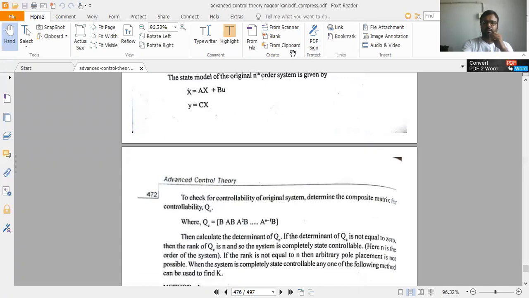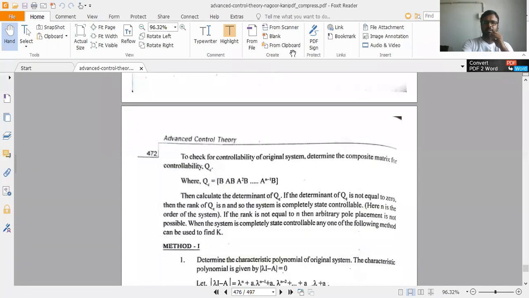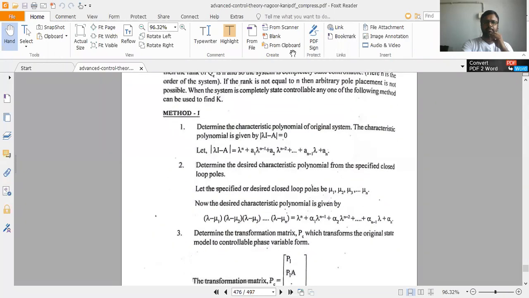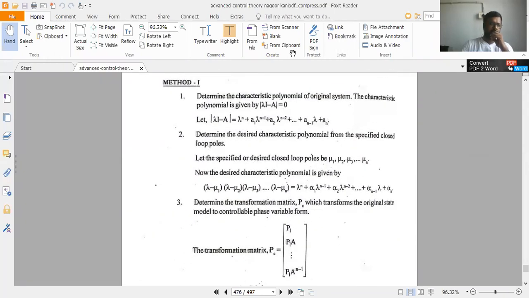So let us discuss the methods used for the calculation of the state feedback gain matrix. Among these methods, we come across the second topic, that is Ackermann's formula. Ackermann's method is used for the calculation of the state feedback gain matrix capital K. So let us discuss the first method.